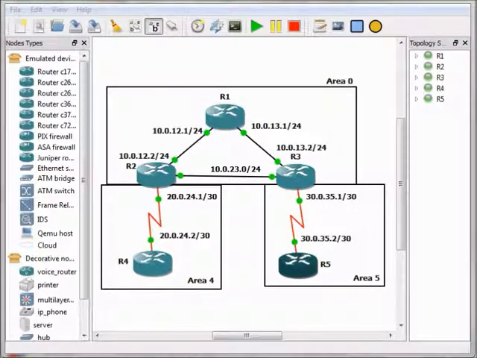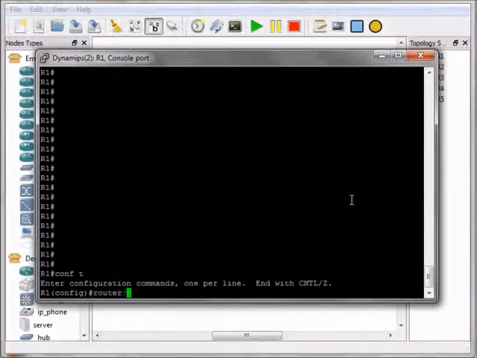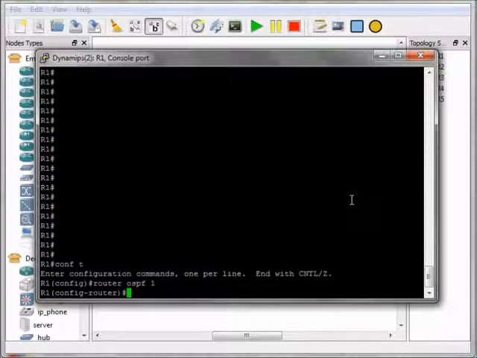Before any configuration, every router knows only about its direct connected networks. So we will use OSPF routing configuration to make all the routers know about all the networks. First we enter to router 1 and enter to global configuration mode, then router mode, router OSPF, then process number, it is a locally significant number, let's take 1, enter, then network.